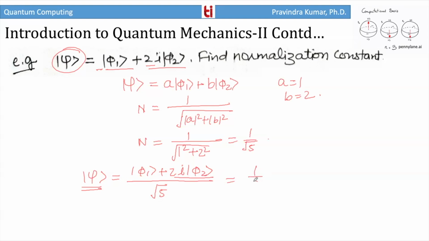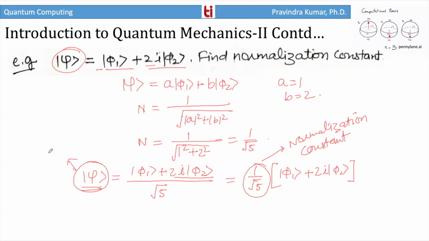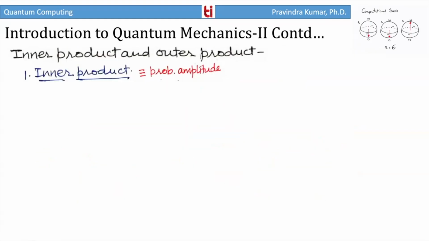So here 1 by under root 5 is the normalization constant, and the previous quantum state is phi 1 plus 2i phi 2. This is the normalization constant, and this one is the normalized state. This is the new normalized state, and this is the previous quantum state. This was not normalized.